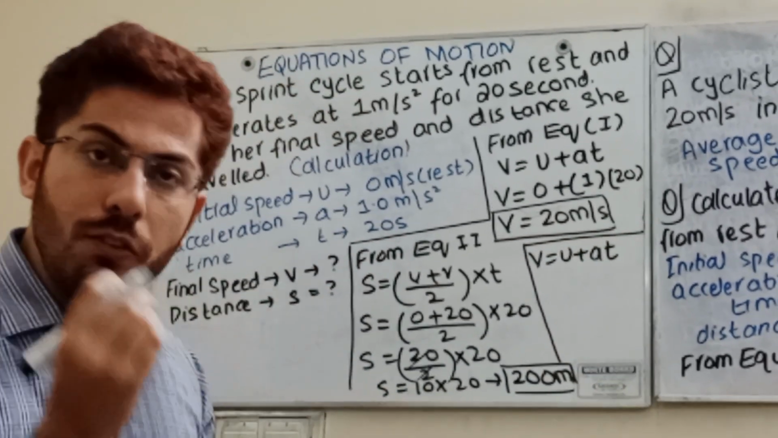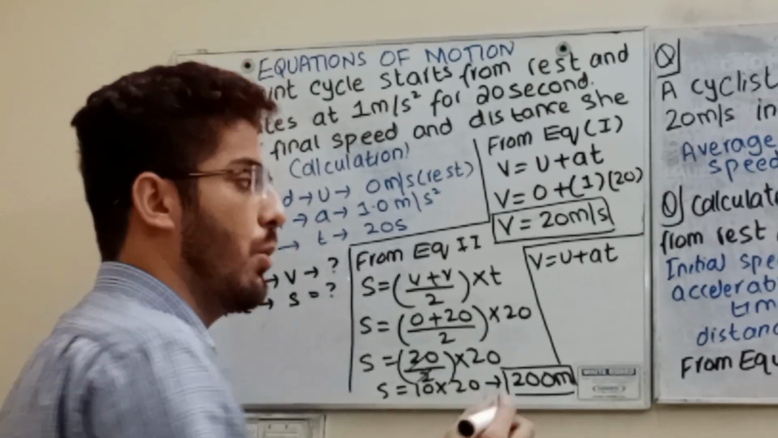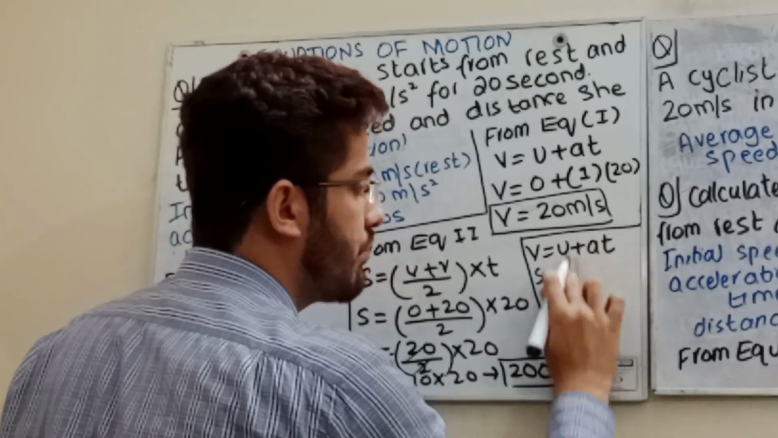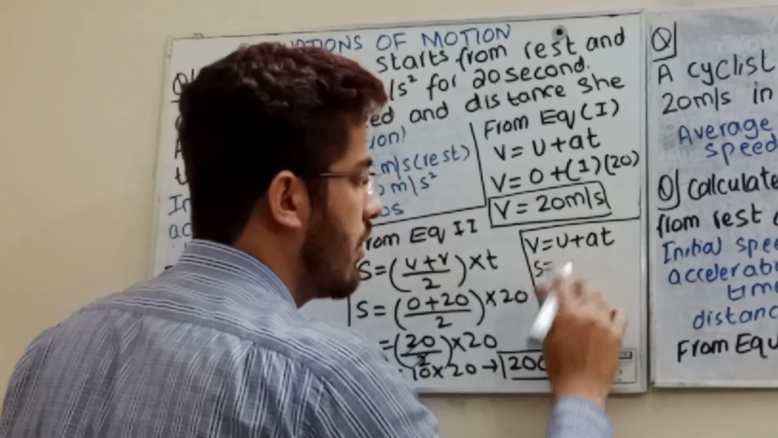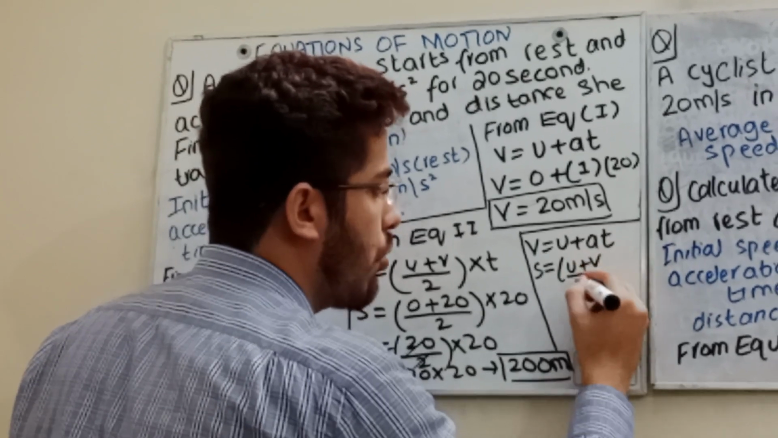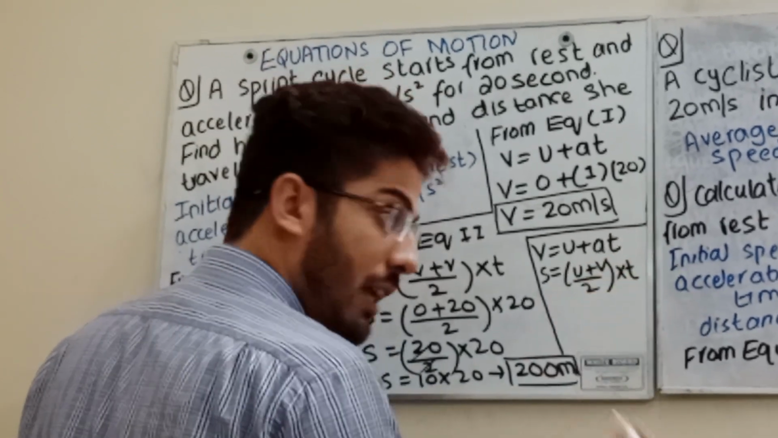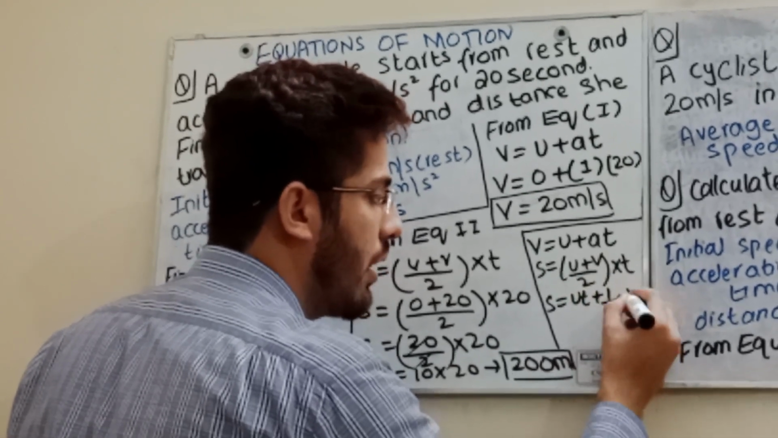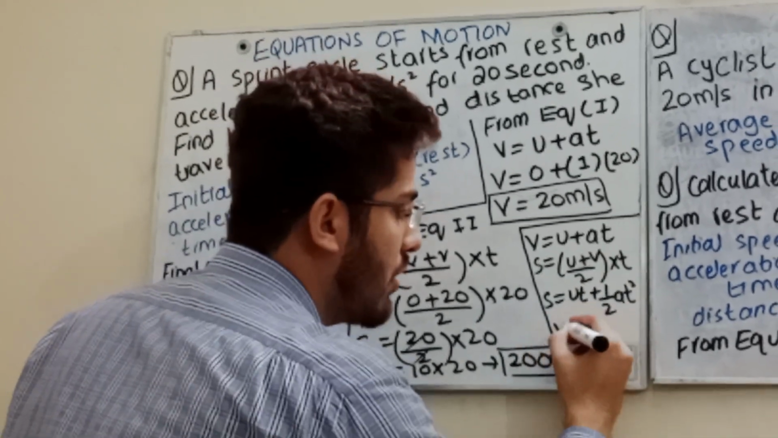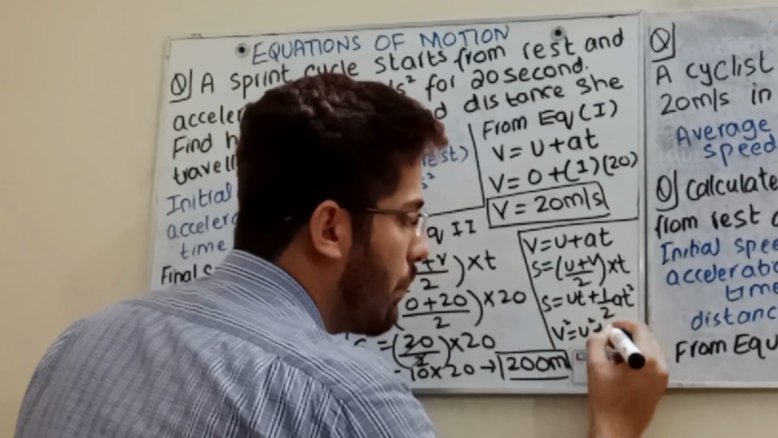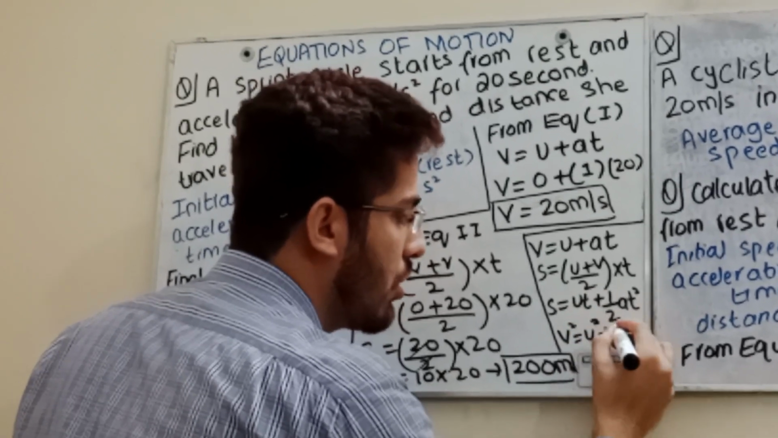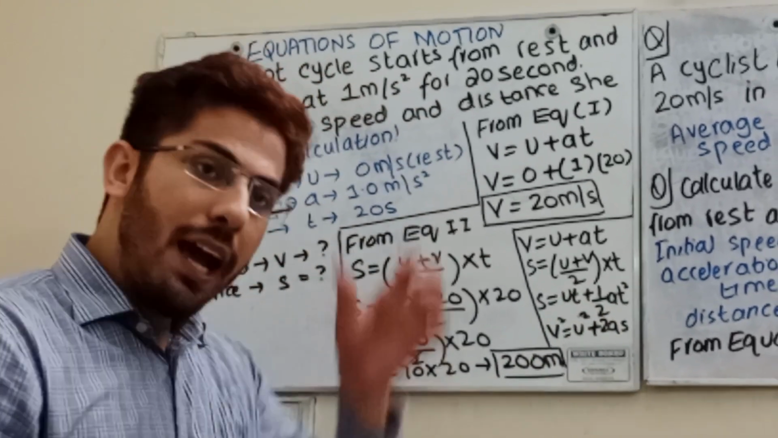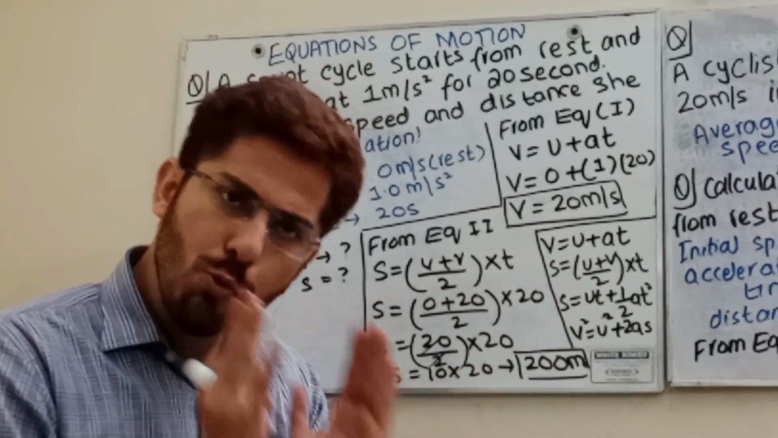Okay, it will become easy for you to decide which formula is applicable. Equation number 2, definitely s is equal to (initial plus final) upon 2 into time. Third equation, distance again, s = ut plus half at square. Fourth equation, final square is equal to initial square plus 2as. Okay, so now students, why am I telling you to write these 4 equations? Now you can decide.